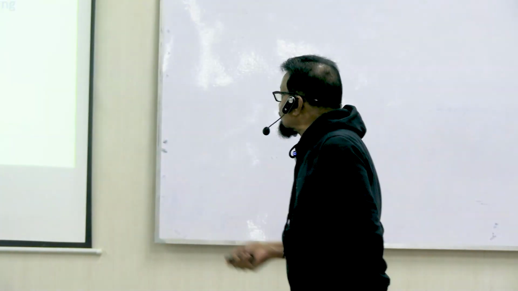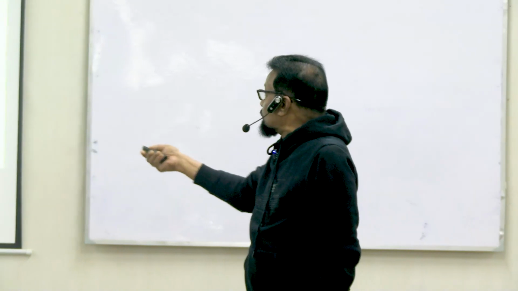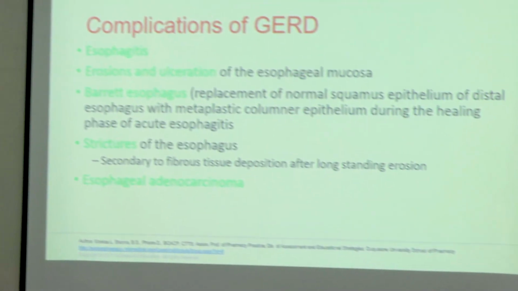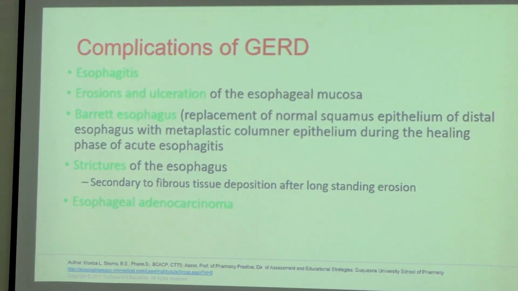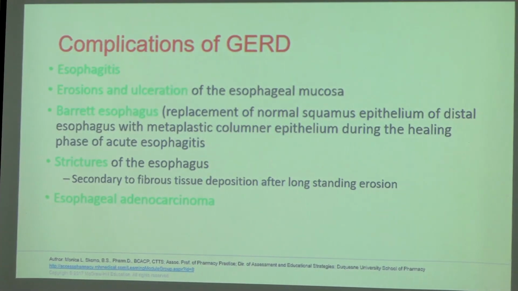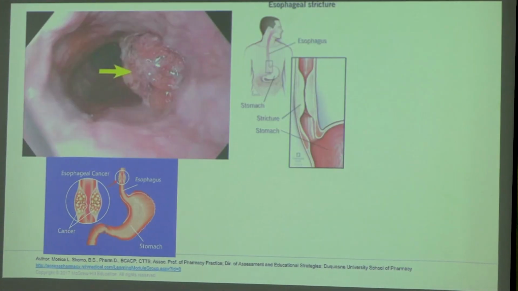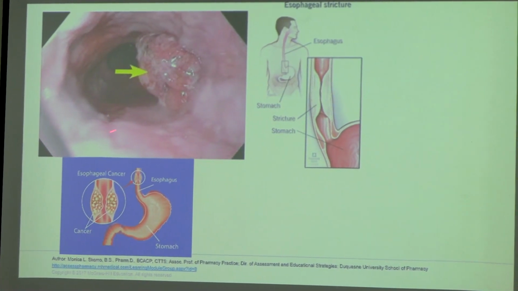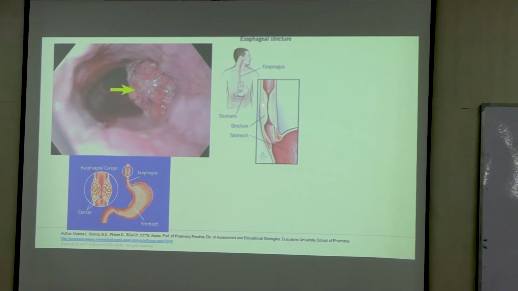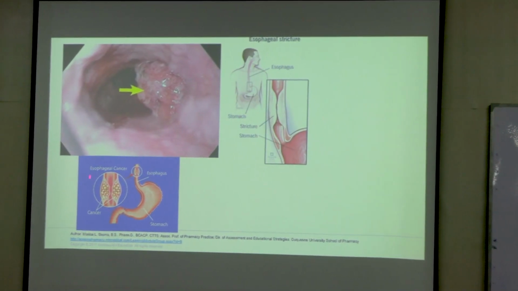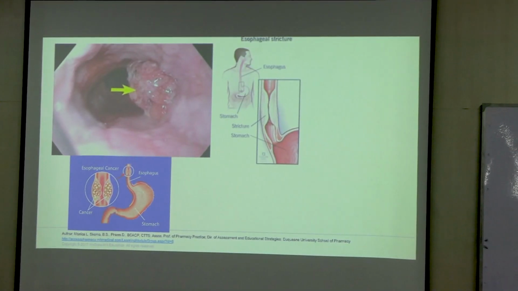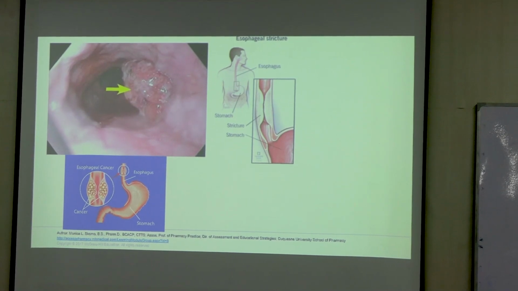Secondary to fibrous tissue deposition after long-standing erosion. Okay. And another, the worst condition may develop from this. What is this? Cancer. Esophageal cancer. Now see, what is this? Cancer. What is this? Stricture. So, cancer of the esophagus. Repeated, prolonged suffering from GERD may lead to esophageal cancer.